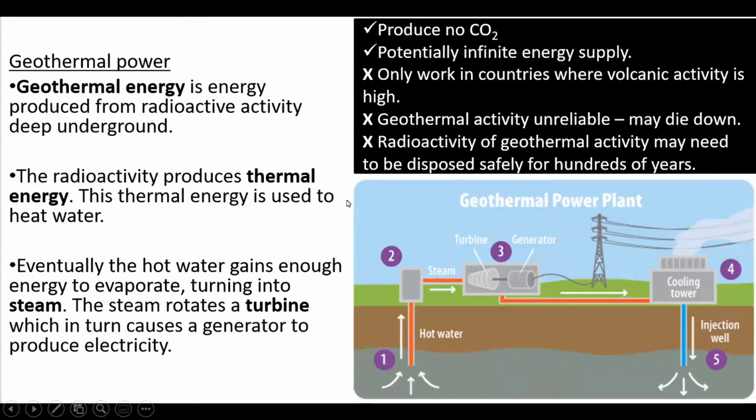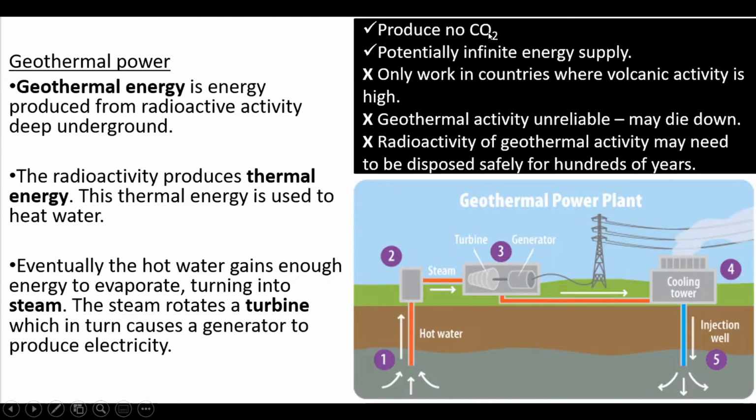Geothermal, again, we don't have this in the UK. We haven't got volcanic rocks, but places like Iceland use this a lot. Geothermal energy is produced from radioactive activity deep underground. So it's not nuclear, this is natural rocks that are hot underground. Water is pumped down into pipes, and it comes up because the rocks are naturally hot. The hot water turns to steam, and that turns a turbine. So it's a little bit more like a traditional power station, using the natural environment.